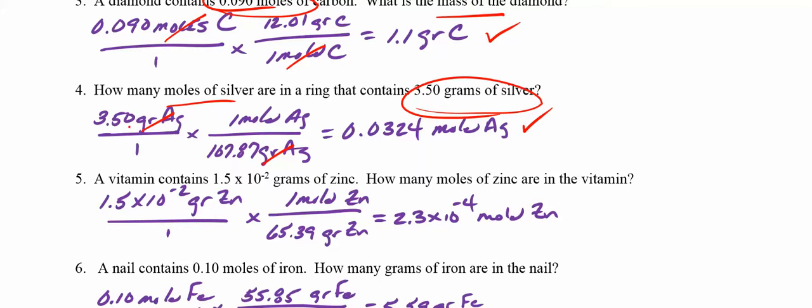Notice again, 3 significant digits here, 5 significant digits here. I'll need 3 significant digits in my answer. The leading zeros don't count. Let's look at number 5 now.